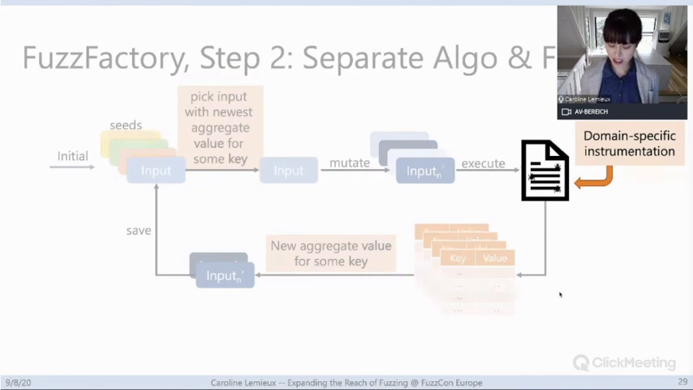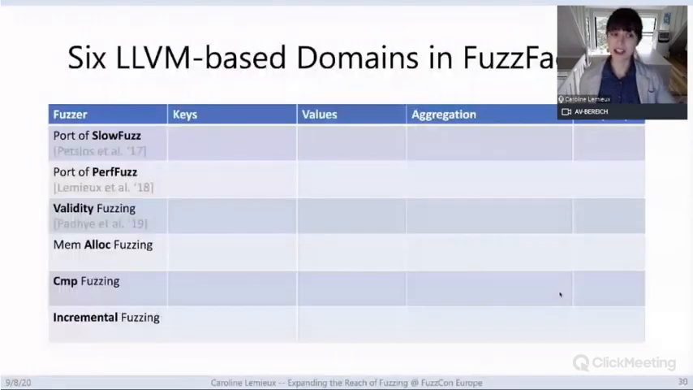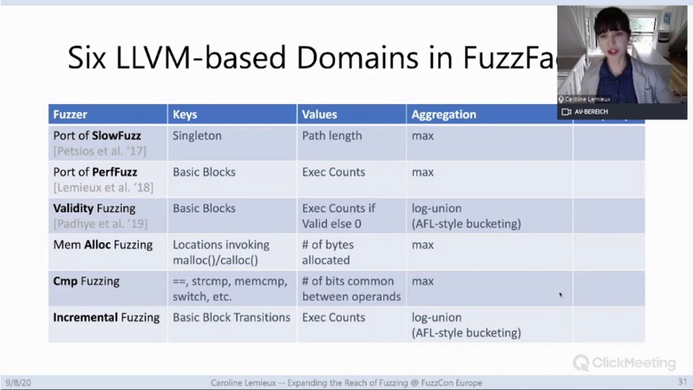Fuzz-Factory provides a bunch of macros which you can manually insert into your program to basically say, at this location, set this key to this value, and we'll do our best to maximize the values for that key in the search algorithm. Or of course, you can build, say, LLVM passes that inject those calls automatically, which is what we did in the paper in order to port a bunch of fuzzers.